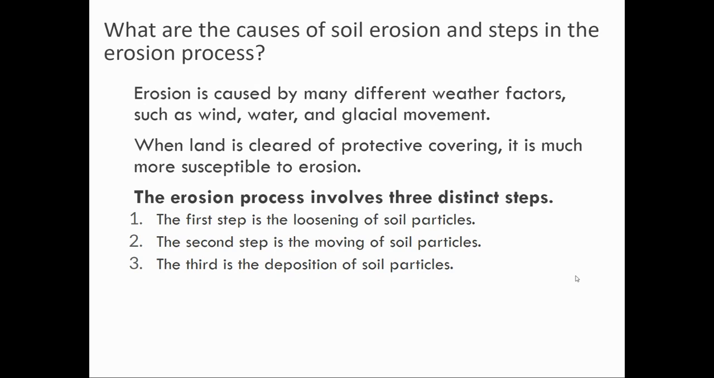So the erosion process involves three distinct steps. The first step is the loosening of the soil particles, whether it be man-made or naturally done. Second step is the moving of those loose particles. And the third is the deposition of the soil particles into a new area.